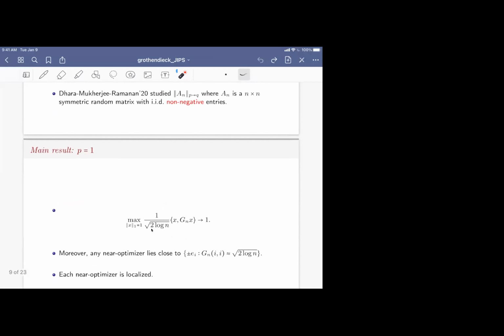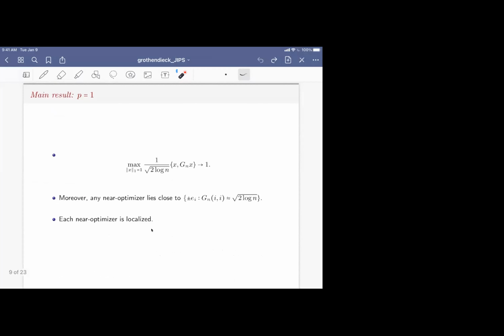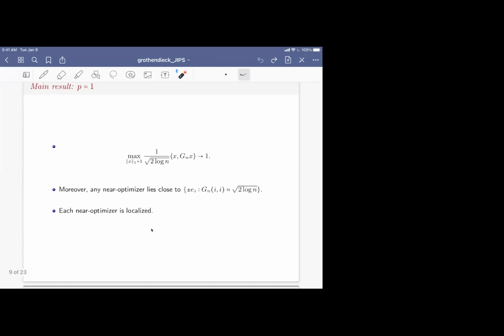Let me now come back to our lp Grothendieck problem and start describing the results. First is the easy case when p is equal to 1. In this case, we are of course optimizing over the l1 ball or l1 sphere, and the maximum value of the quadratic form is roughly square root of 2 log n. If you see the square root of 2 log n, you can probably guess that this is basically the maximum of n IID diagonal entries. One can also show that any near maximizers lie close to one of the coordinate vectors, where the coordinate i is such that the corresponding diagonal entry of the matrix is close to the maximum of the n diagonal entries.